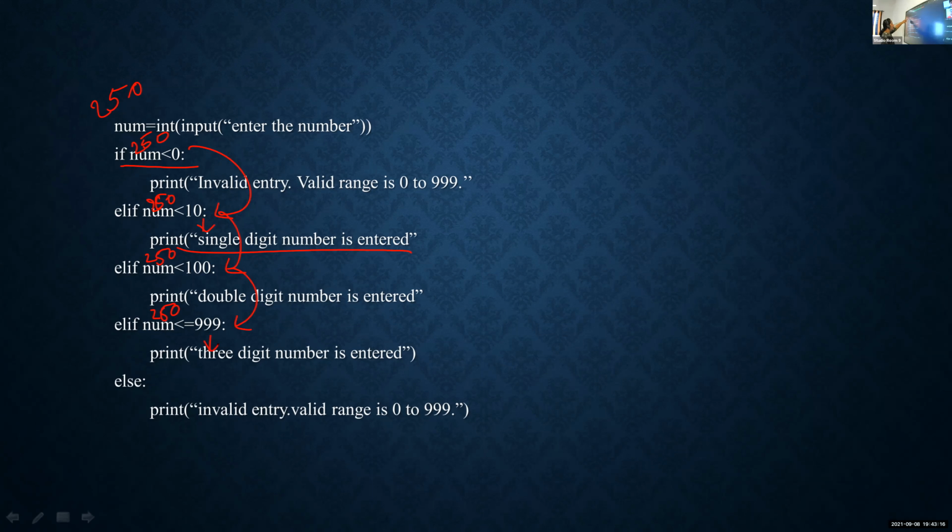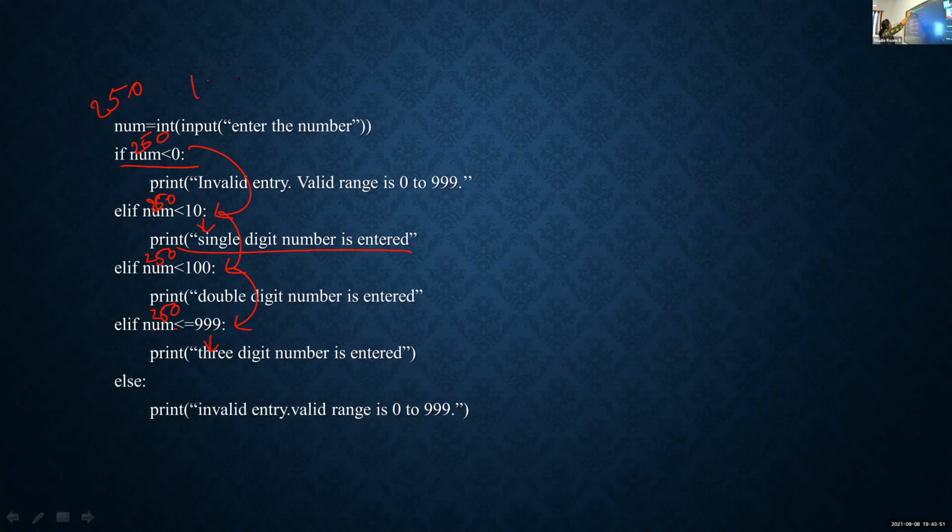The value is 250. First it will check if it is less than 0. It is a wrong statement because it is not less than 0, so it will move to the elif statement. Here it will again check 250 less than 10. It is again a wrong statement, so it will move to the elif part. Then 250 less than 100 is also a false statement. So it will check 250 less than or equal to 999. It is a true statement, so it will execute that it's a 3-digit number.